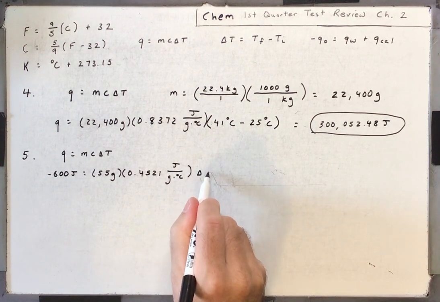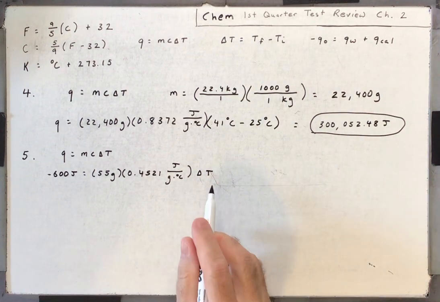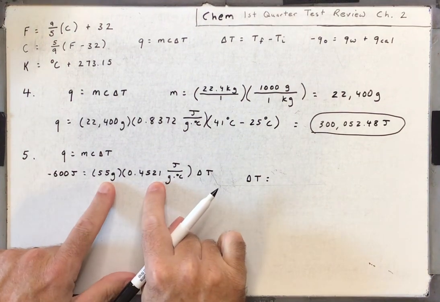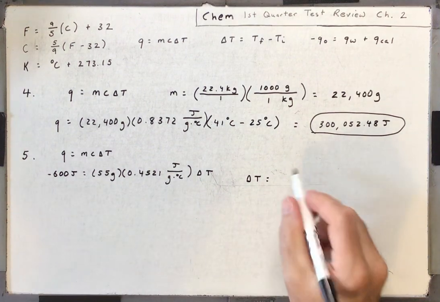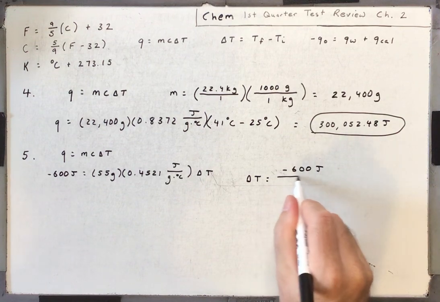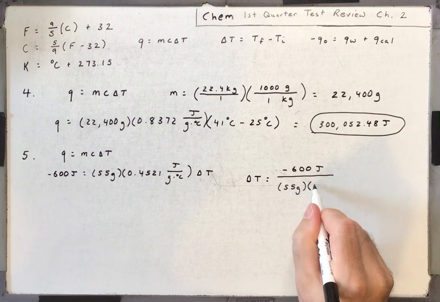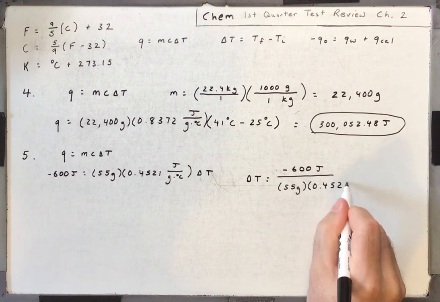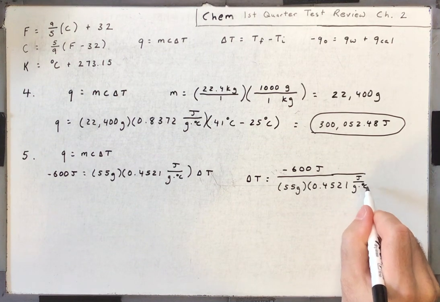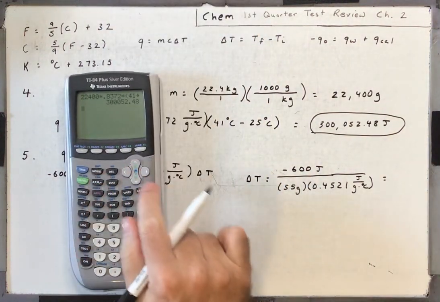And then I'm just going to solve for delta T, and then we'll get the temperature by using this equation. But first let's solve for delta T. So delta T, we're going to bring these two underneath Q. So we have negative 600 J divided by 55 grams times 0.4521 joules over grams times degrees C. All right, let's put that in our calculator.